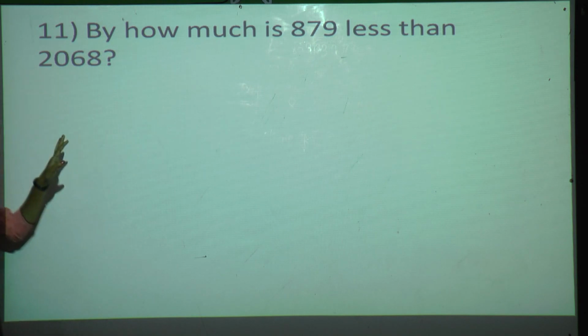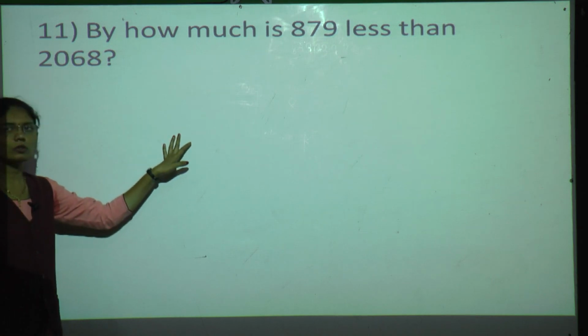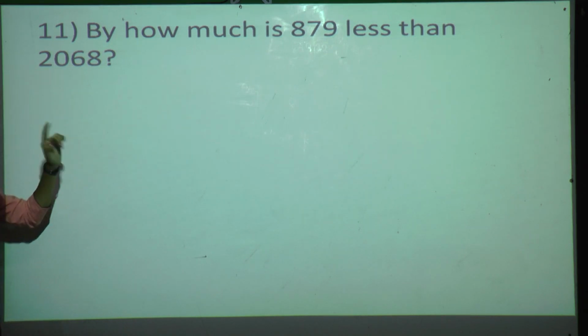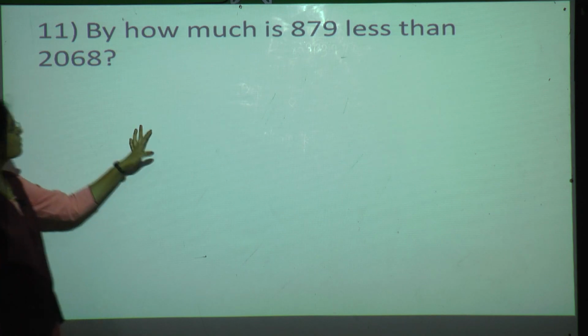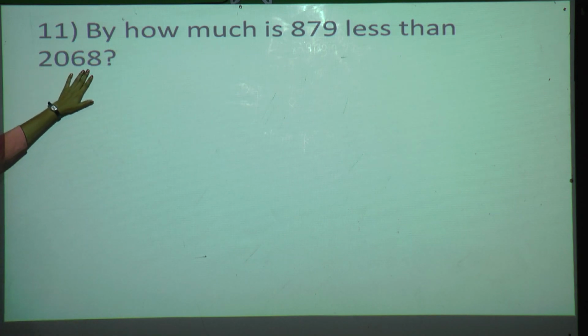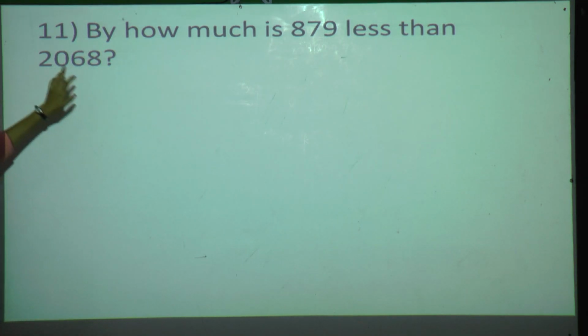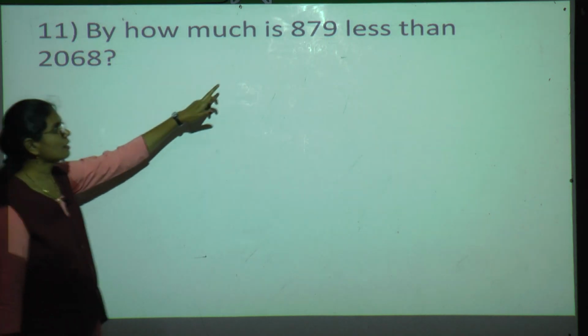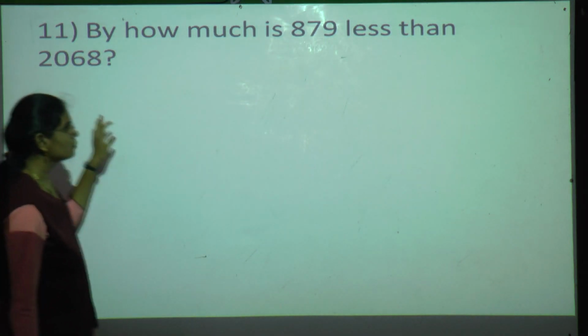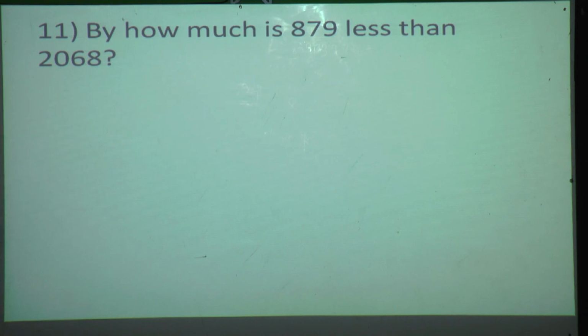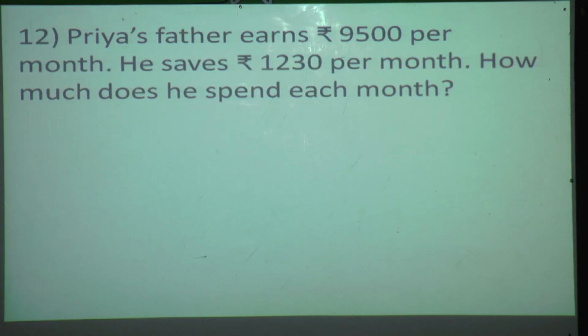What you have to do, see, you have to draw one diagram. You have to refer the question number 8 because both questions are similar. Okay, so see, what is the greater number? 2068. Okay, and what is the smaller number? 879. See the question, by how much is 879 less than 2068? So if you will do the subtraction, then you will get the answer. Okay, so you have to solve this question by your own. Then we will see the last question. What is the last question? 12th number.